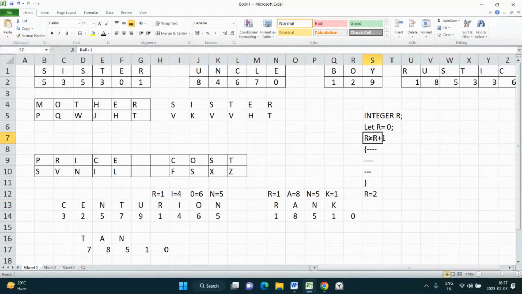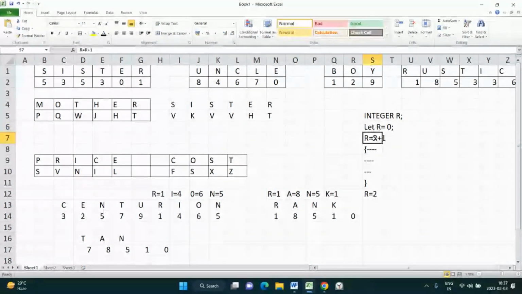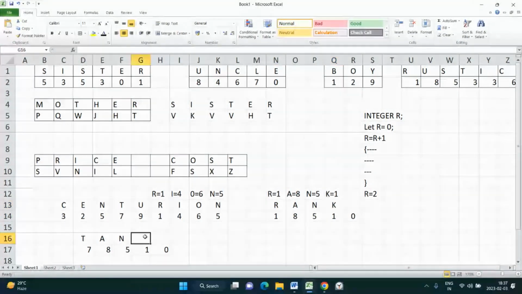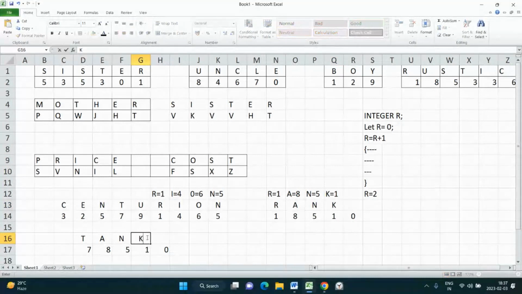So when I am here, at this point, my value of r is 0. At this point, I have incremented r with 1. And after this part is executed, I am changing the value of r to 2. This is what happened here. Initially r was 1, again r was 1. When it was executing this, k was 1. So this 1 is equal to k now.